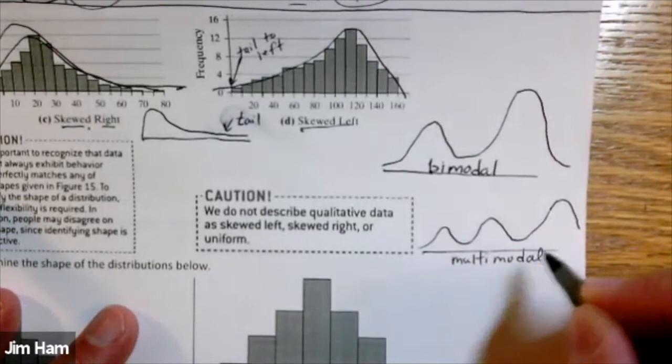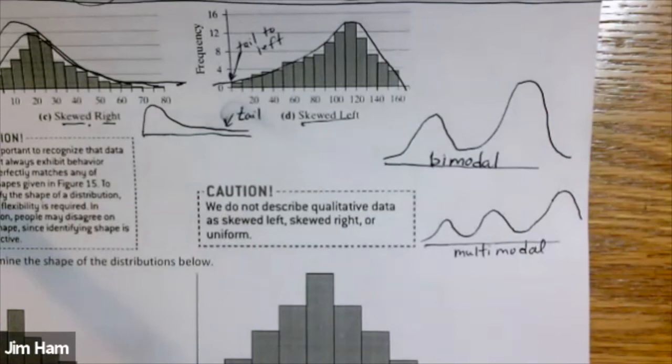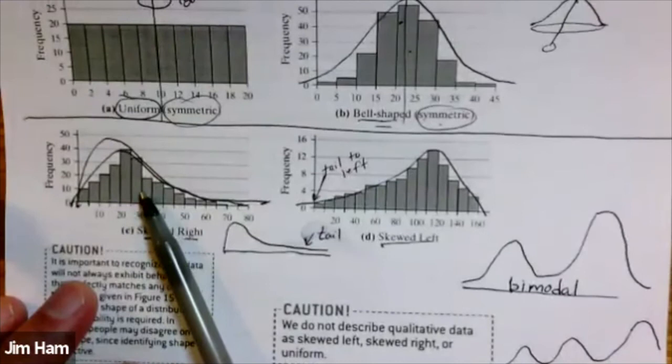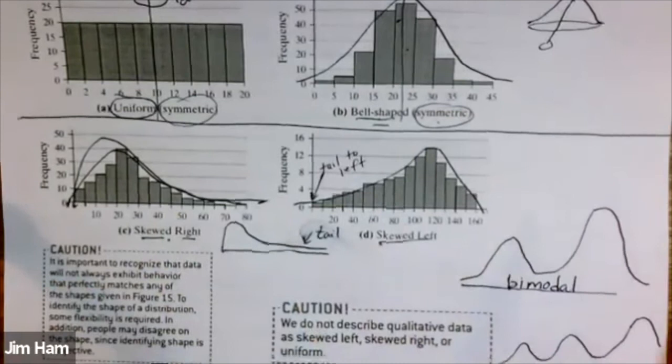A couple of notes here: it's important to know that there's never going to be a data distribution, a histogram, that we can draw a nice curve over that will match one of these shapes perfectly. So this is slightly skewed right, and this one is more dramatically skewed left. And so we'll say approximately bell-shaped, or we'll use words like symmetric and so on.